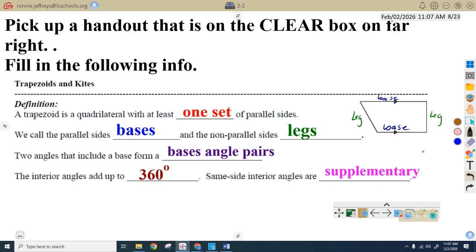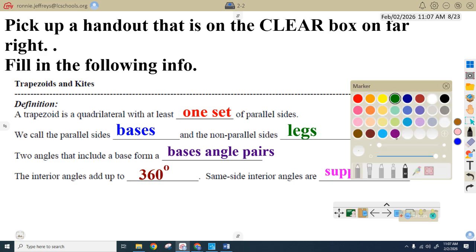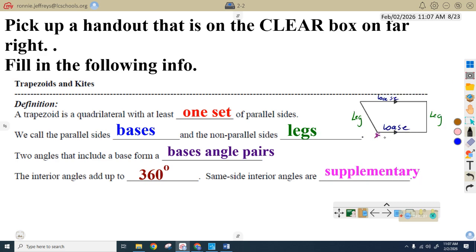Two angles that include a base are base angle pairs. So that would be these. Base angle pair, base angle pair. The interior angles add up to 360 and the same side are supplementary. That means this and this are supplementary, and this is supplementary. So all that you should have filled in.